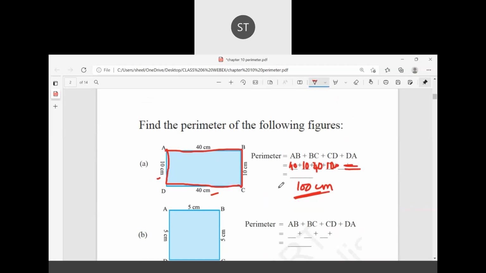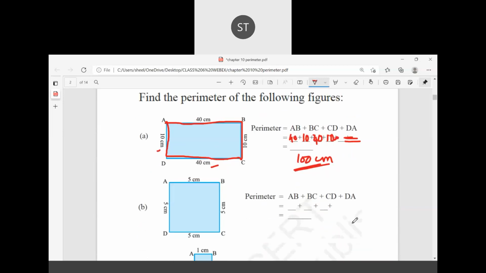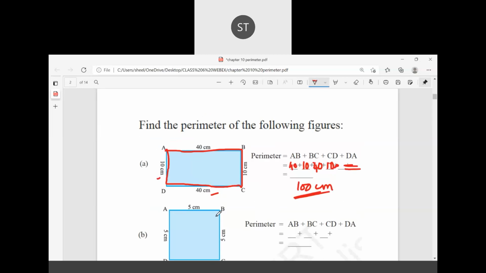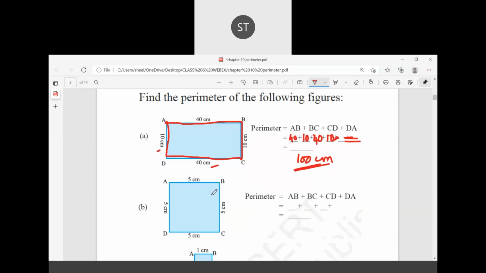In this case, it is equal to 100 centimeter only. Now what happens to this question? Perimeter only is asked here. Instead of 40, here it is 5, 5, 5. All the four sides are equal, so it's a square only. The last time you saw a rectangle. Now here everything is 5 only.